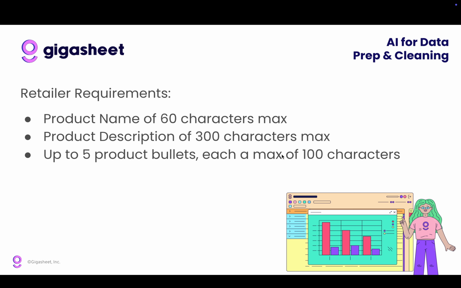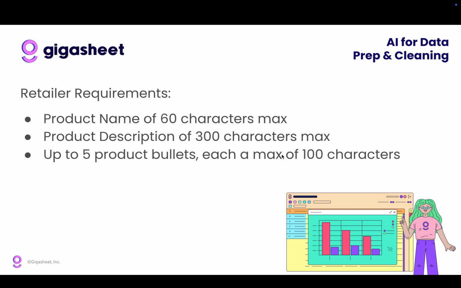Often retailers will have their own specific requirements about how the data should be formatted for their online sales or their product portal. So in this case, we're going to look at a product catalog that we have on hand and how we can use AI tools at Gigasheet to do some simple transformations. There are many other things you can do in Gigasheet to automate data preparation and cleaning, but in this case, we're just going to focus on these AI tools.